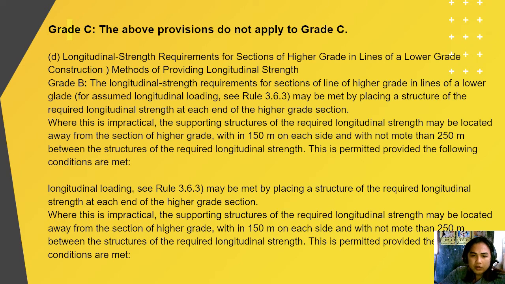So for assumed longitudinal loading, rule 3.6.3 may be met by placing a structure of this required longitudinal strength at each end of the higher grade section. Where this is impractical, the supporting structure of the required longitudinal strength may be located away from the section of higher grade within 150 meters on each side and with not more than 250 meters, with not more than 50 meters between the structures of the required longitudinal strength. This is permitted provided the following conditions are met.